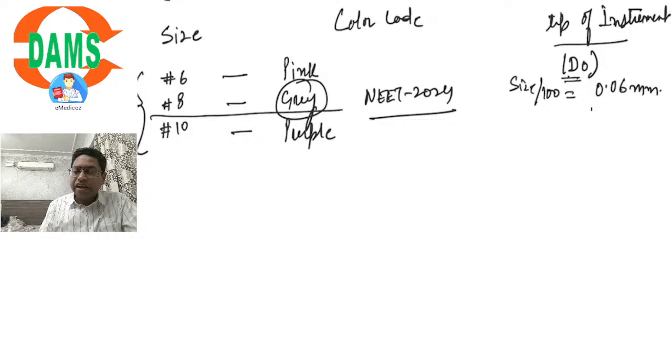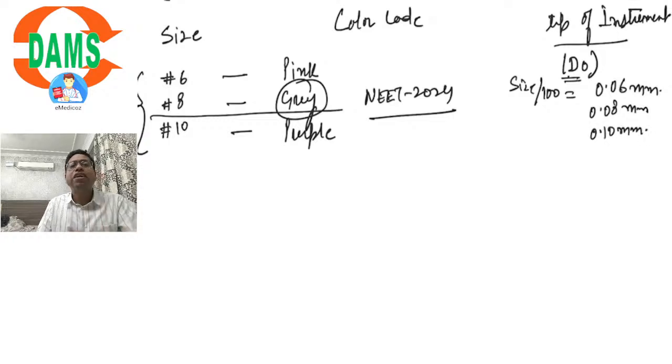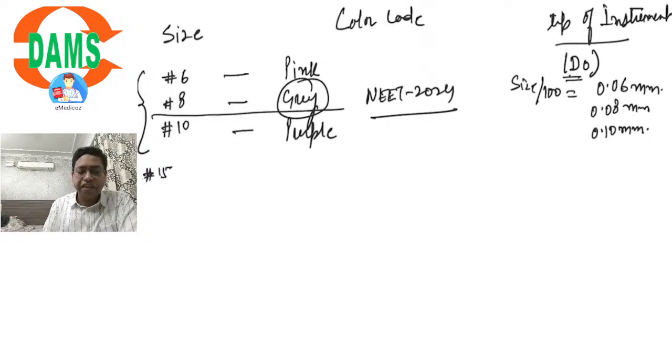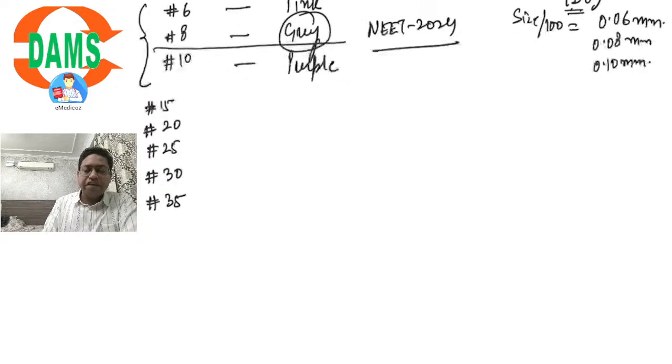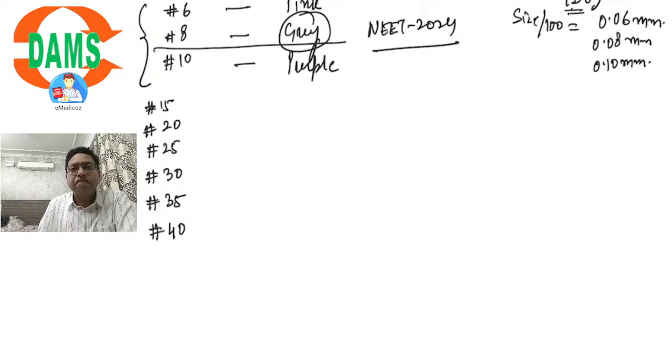So for number 8, the diameter at the tip would be 0.08 millimeters. For number 10, the diameter at the tip of the instrument would be 0.10 millimeters. Then the standard endodontic instruments, apart from the special ones, start from size 15. There is an increment of 5: number 20, 25, number 30, 35, number 40. These are the 6 standard instruments with an increment of 5 each.